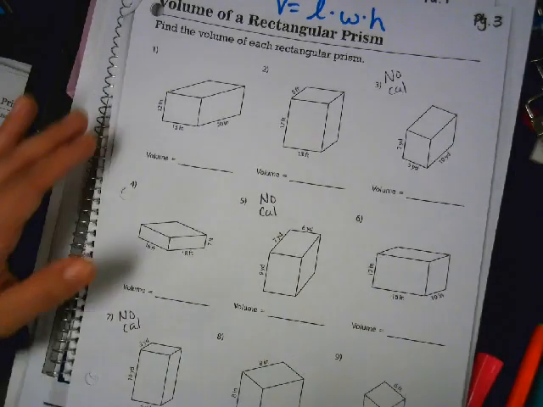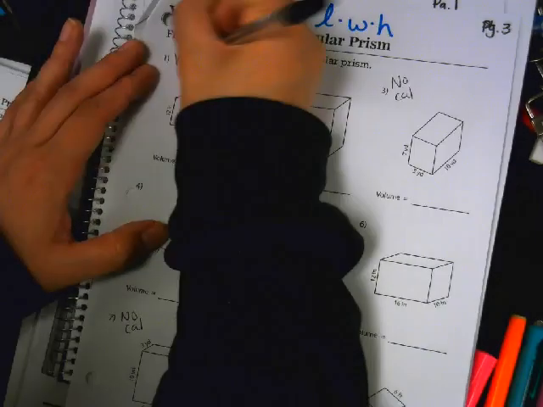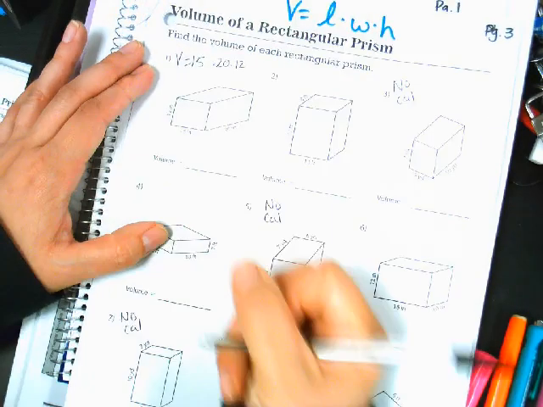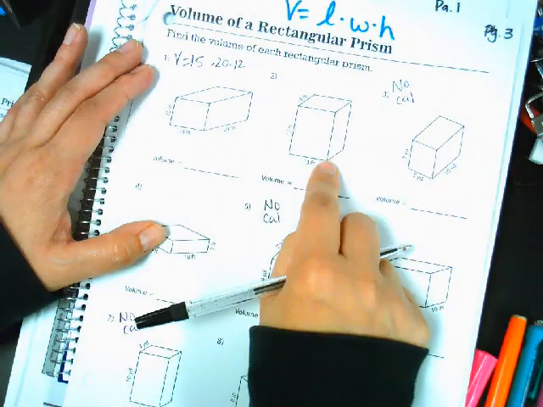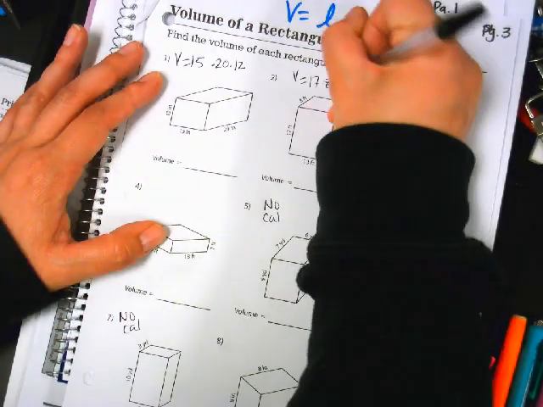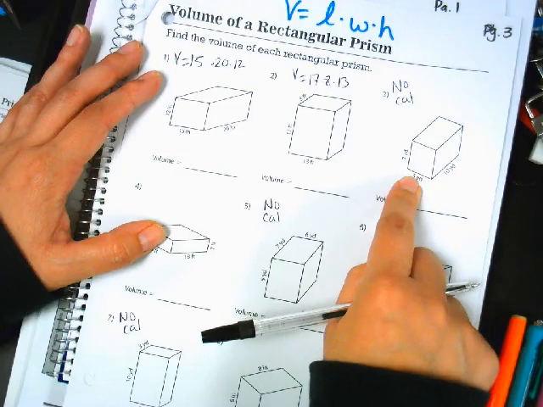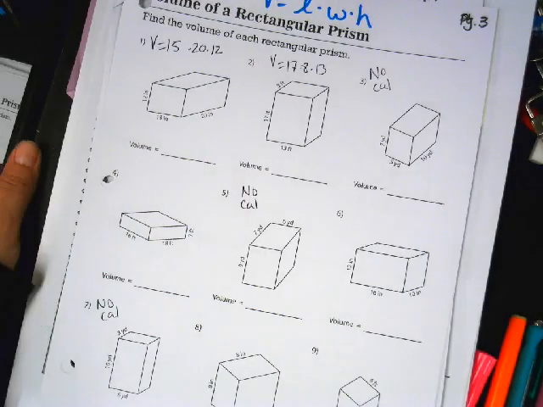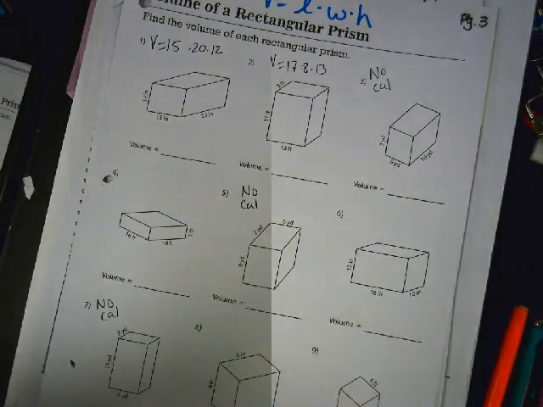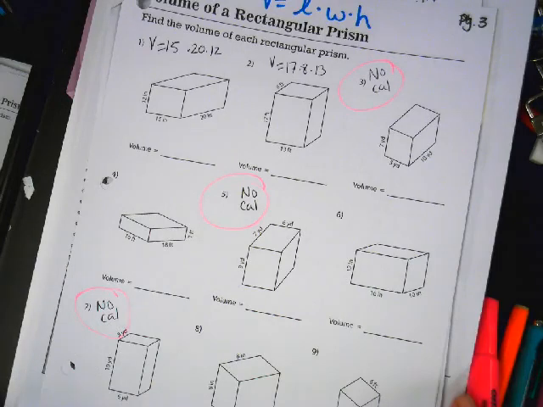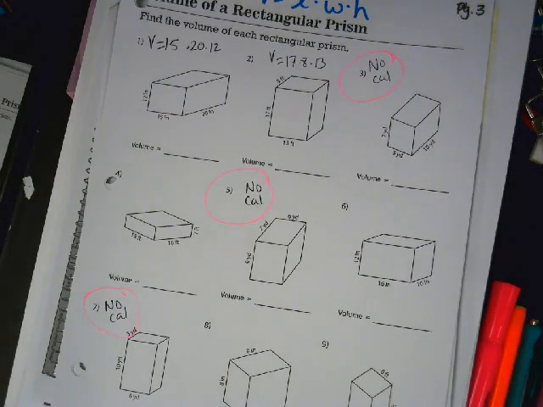This is how you show work. Volume equals 15 times 20 times 12. And number 2, same thing. Volume 17 times 8 times 13. And number 3, you actually have to go on the side and tell me real quick. Okay? So no calculator on 3, 5, and 7. I want you to do it. They're easy numbers. That's why I say no calculator. The rest you can use a calculator.